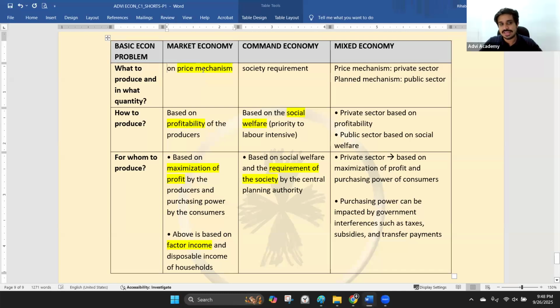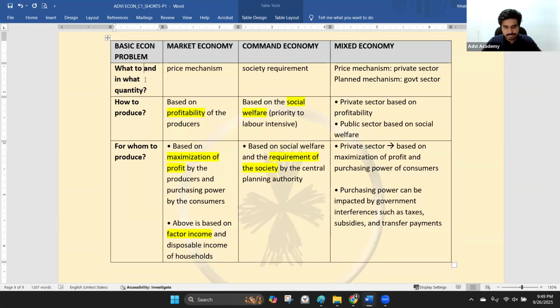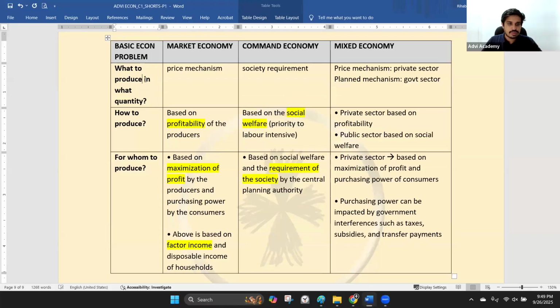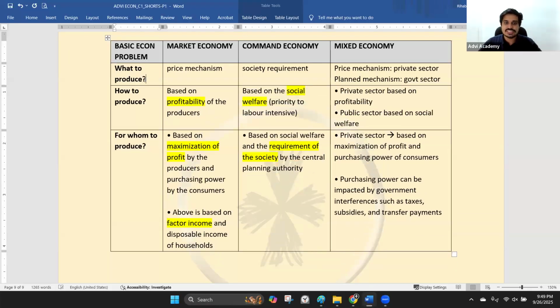These guys go with the price mechanism, demand and supply. If the customers want it, we will give it. Price mechanism means demand and supply, right? But command economy is about society's requirement and public welfare. So mixed economy, of course, depends. Private sector will go for price mechanism. Public government sector will go for planned mechanism. They will go for public welfare, social welfare, right? Whereas private sector will go for demand and supply. So that is the summary there, what to produce and in what quantity. I'll just say what to produce. Right, that's the summary for that one.